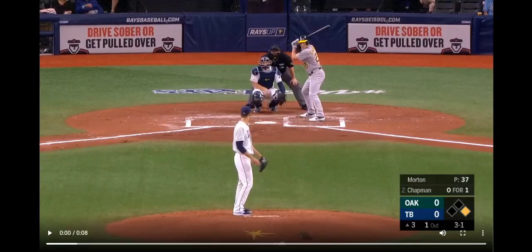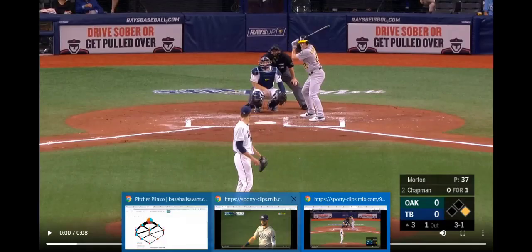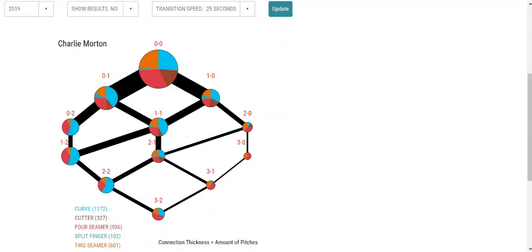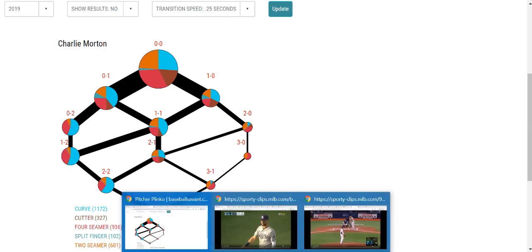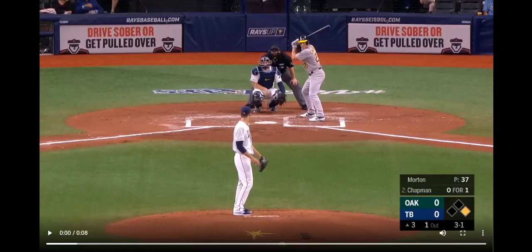So it's 3-1. If you're Morton, you see that Chapman didn't really see the curveball out of the hand, but it's 3-1, and we're going to come back to our base rates. Morton almost never throws a 3-1 curveball. He almost always throws a 3-1 fastball. So if you're Chapman, this is the exact spot that you want to be in, right? 3-1 is a great hitter's count, and we have a runner on.